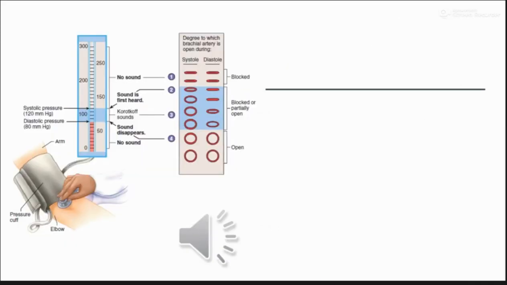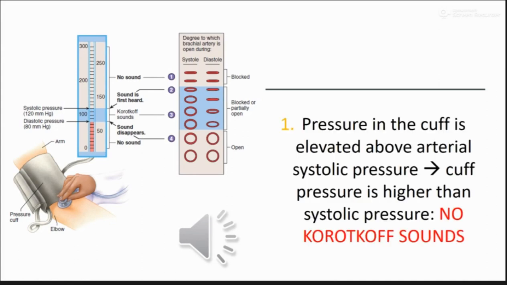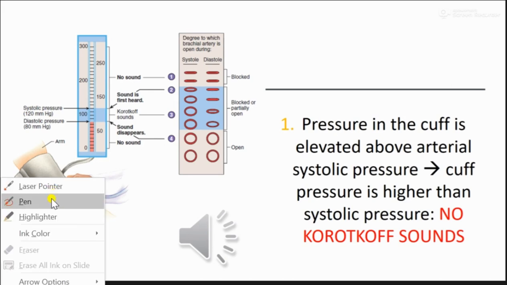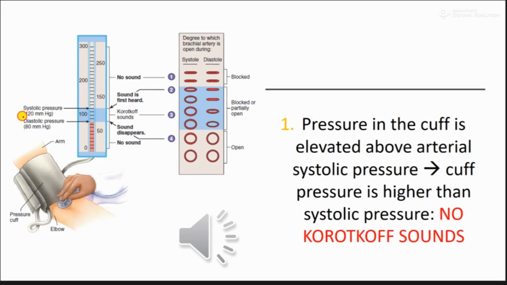Okay, so this is how it's done in the clinic. The pressure in the cuff is elevated above arterial systolic pressure. For example, you'll ask your patient what their normal blood pressure is. She will say 120 over 80. Then you will inflate the cuff to more than 120, for example, 140, right? If the cuff pressure is higher than the systolic pressure, which is 120, you will hear no sound anymore because the arteries are now blocked.